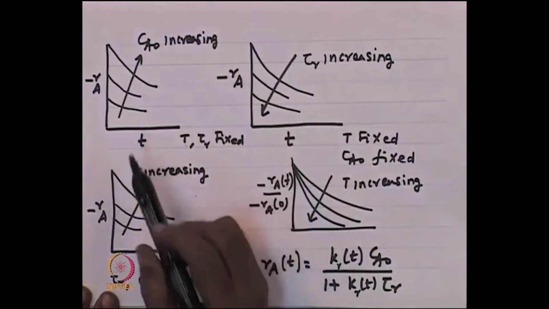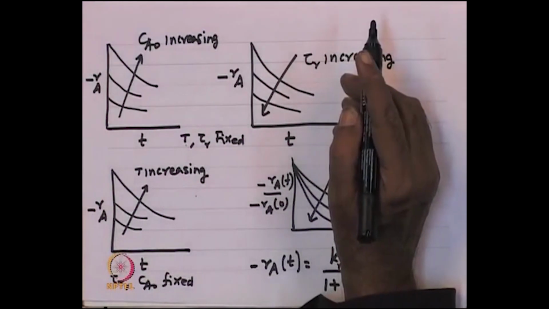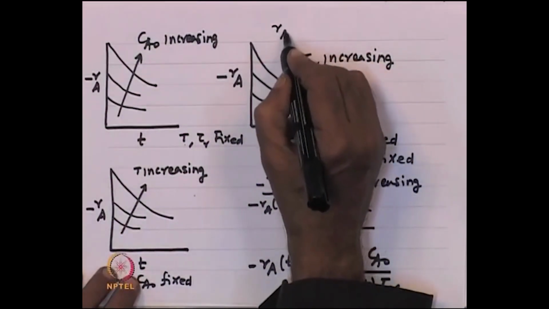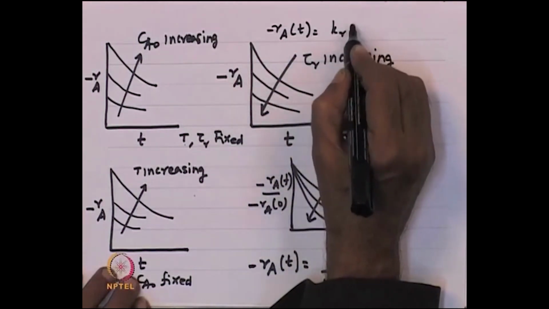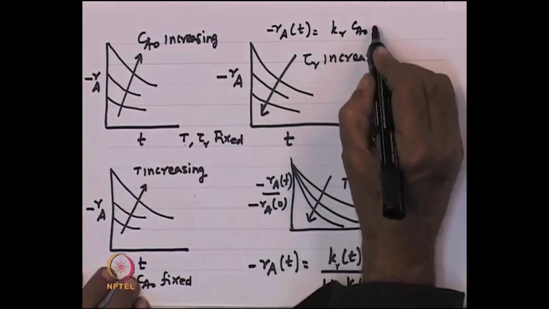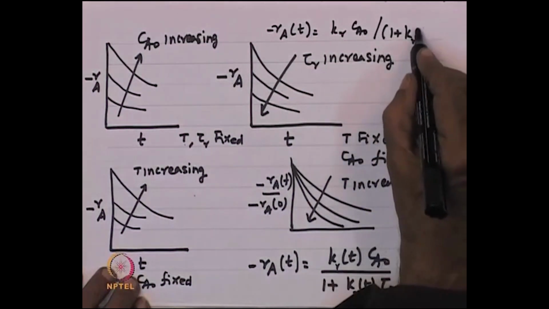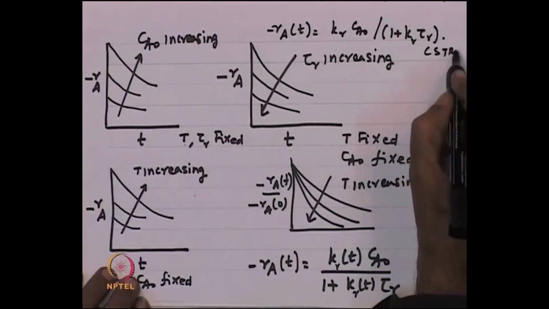We know that, just looking at this function, I will write it once again here so that we can remember it. We write it here: R_A as a function of time for a first order reaction is K_R C_A0 divided by 1 plus K_R tau_R. This is in a CSTR, all these are in a CSTR.